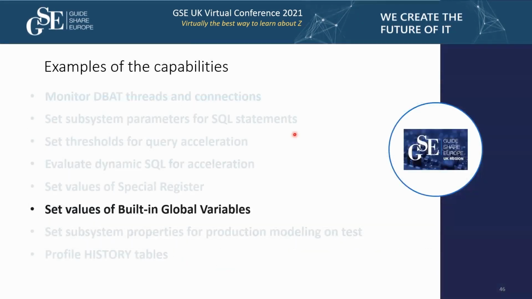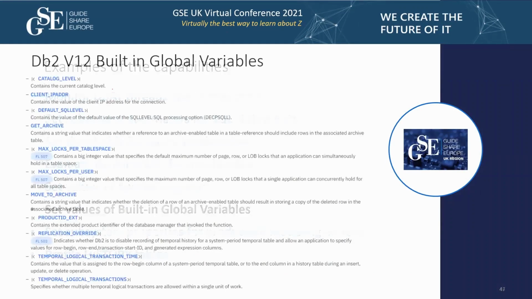Then we can also set built-in global variables. This is the list of the main Db2 version 12 global variables. So we have different global variables, and we can change the value of a global variable using Db2 profile, as we did with the special registers, more or less.